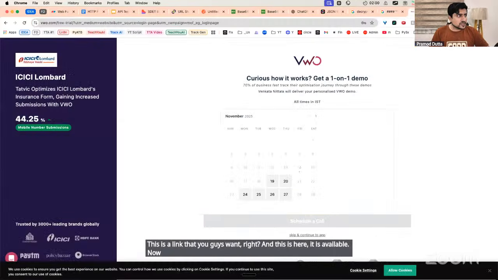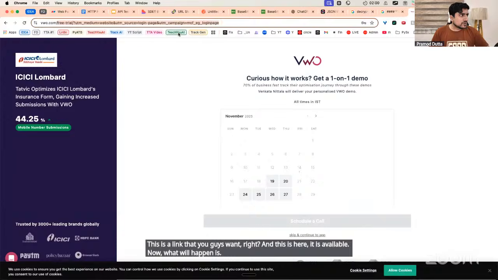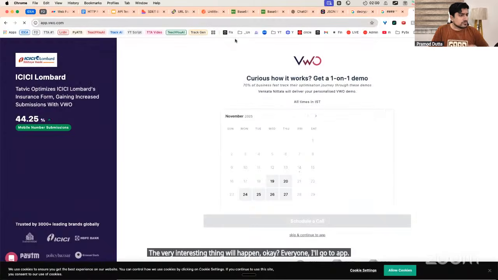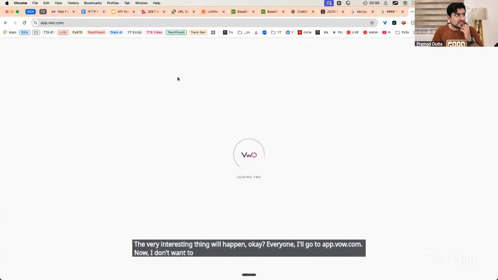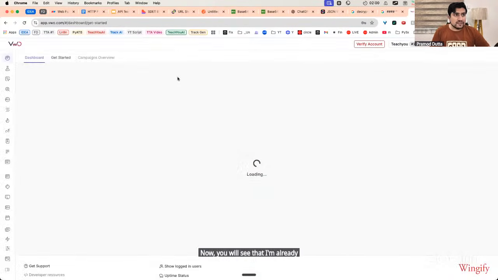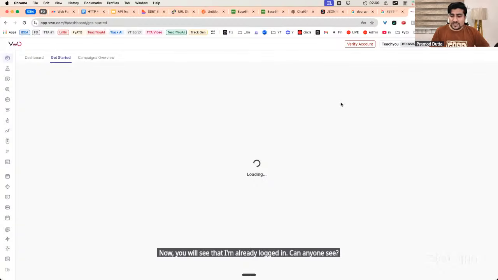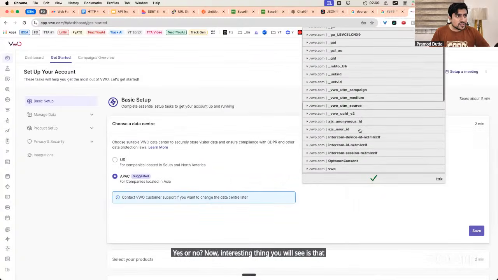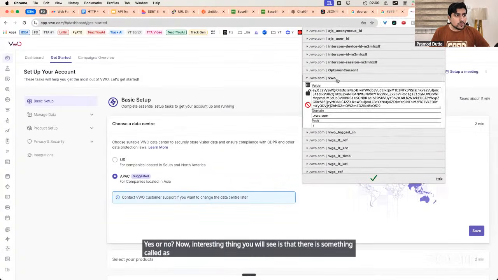Now something very interesting will happen. I'll go to app.vwo.com. I don't want to do anything at all, I'll just go to app.vwo.com. Now you will see that I am already logged in. Can everyone see that I am already logged in? Now, the interesting thing you will see is that there is something called the VWO cookie.